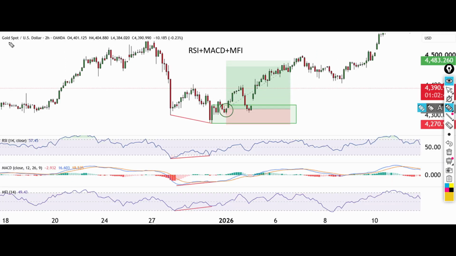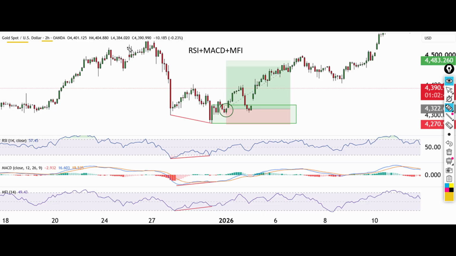So far, we have learned to identify potential trend reversals in the market by using different types of divergences. We will now learn how you can make your analysis much stronger by adding MACD and money flow index along with the RSI indicator. In this case study, I am using the chart of gold versus US dollar, and the time frame I am using is 2 hours.